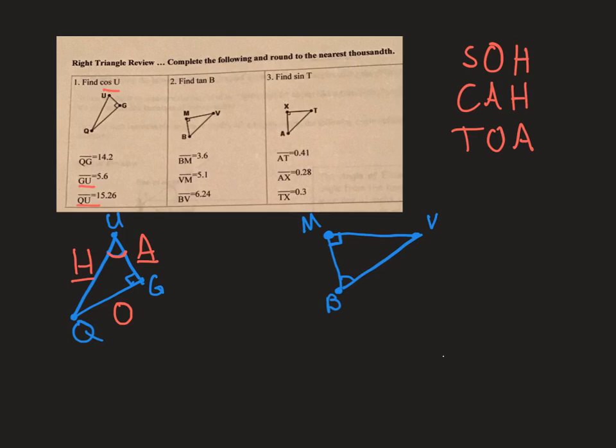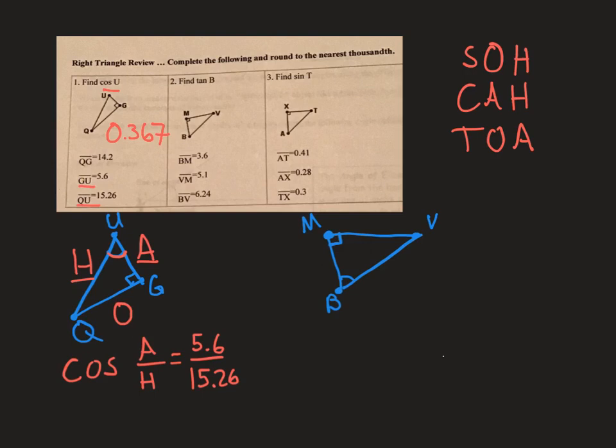When setting up your cosine, we know that cosine is going to be the adjacent over the hypotenuse. In this case, it is 5.6 divided by 15.26. And when you plug it into your calculator, you'll get that it comes out to be 0.367. So that's the first triangle.